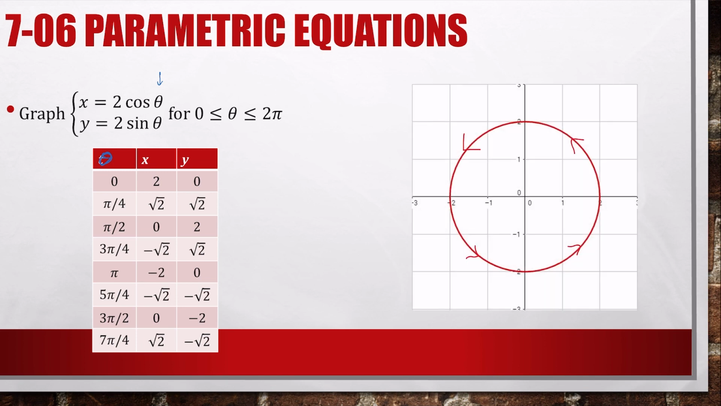If we graph these, we'd have 2, 0, square root of 2 over 2, square root of 2 over 2, and so on, graphing these points, negative 2, 0, and so on. And there, you see it makes a nice circle, and you put the arrows showing the direction the graph goes as theta, as the parameter, increases.